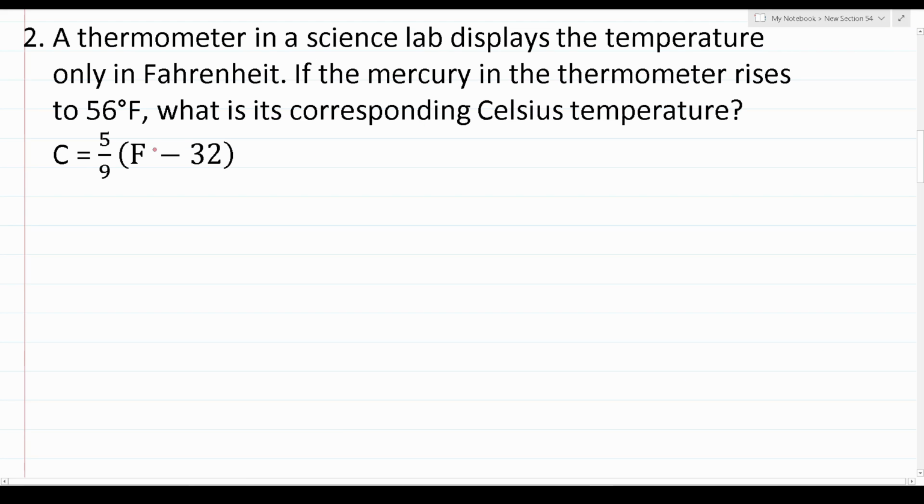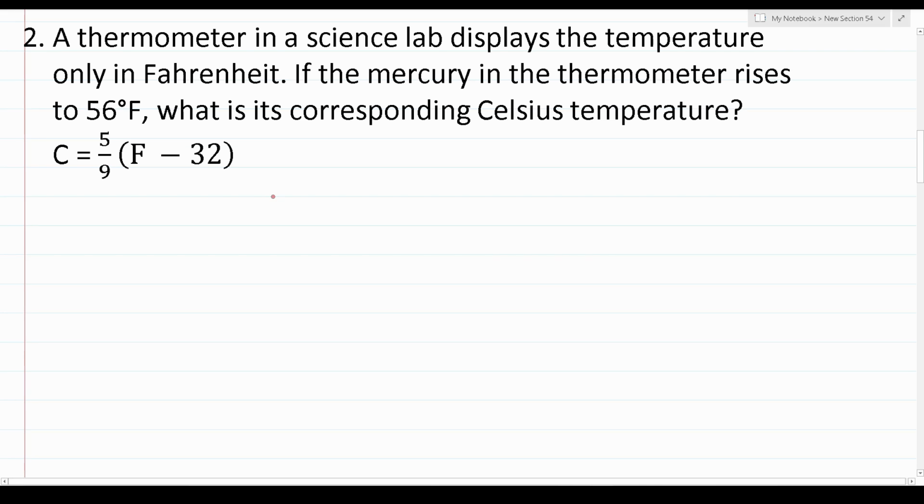All right, so this next problem says a thermometer in a science lab displays the temperature only in Fahrenheit. If the mercury in the thermometer rises to 56 degrees Fahrenheit, what is its corresponding Celsius temperature? Again, we're given the formula to make the necessary conversion. Notably, Celsius equals 5 over 9 times Fahrenheit minus 32 in parentheses.